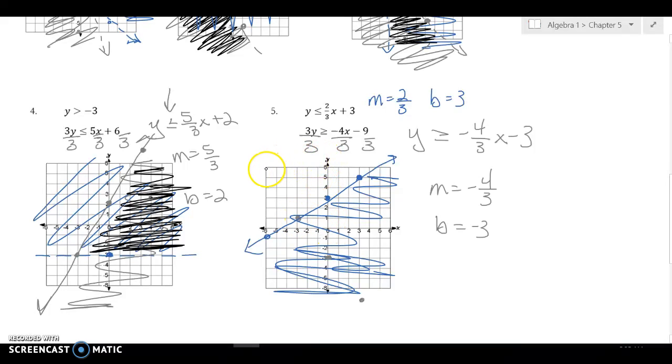And this one's also a solid line, so I'm going to draw my solid line. Oh, I made it through the dots this time. That's good. And I'm going to shade above. And so where the blue and the gray overlap, that's our solution. So our solution area is pretty big this time.